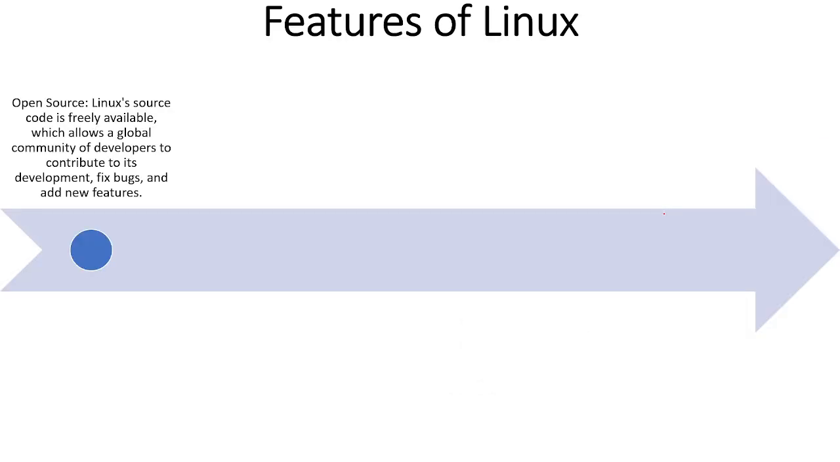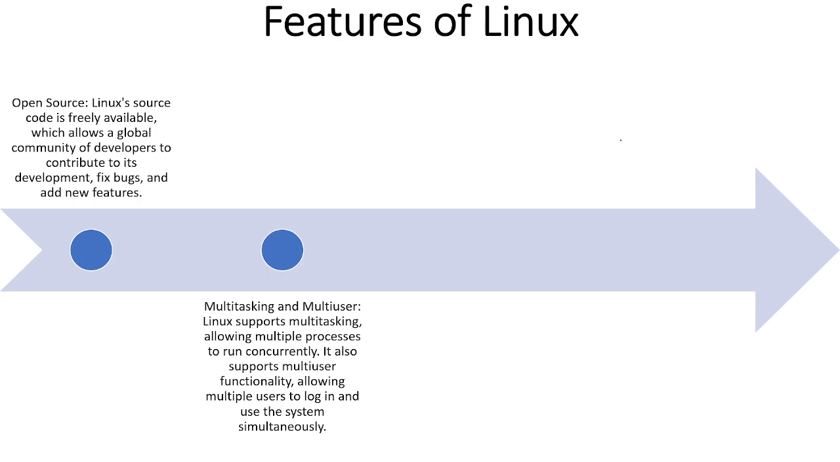Then I'll discuss the features of Linux. The first feature is that it is open source, meaning the Linux source code is freely available on the internet. You can download it and fix the bugs, or you can modify it. You can add your own features based on the Linux core kernel, which released in 2022, that is Linux kernel 6.0.